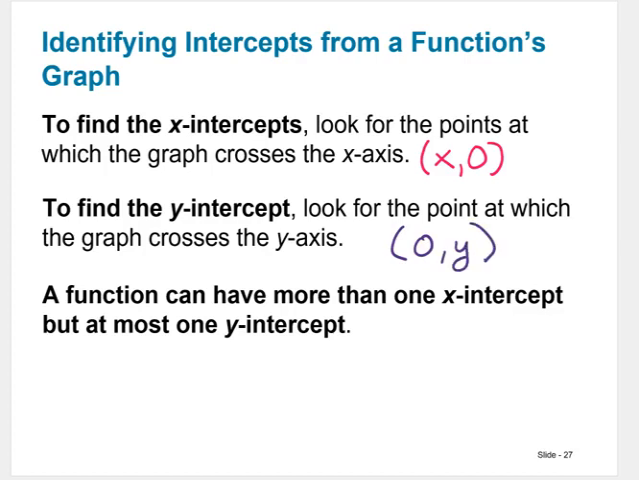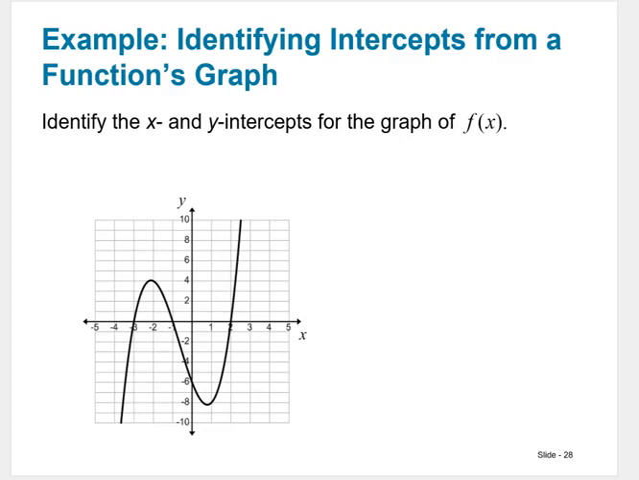A function can have multiple x-intercepts, but it will only have one y-intercept, or maybe no y-intercept at all. It can't have more than one. If it has more than one, it is definitely not a function, because the y-axis is a vertical line. So if it's crossing the y-axis twice, it won't pass the vertical line test. All right, so identify the x and y intercepts for this graph.